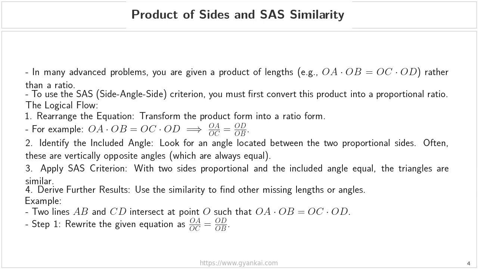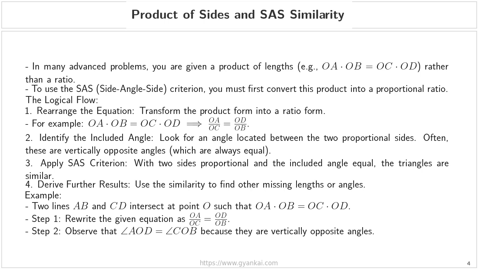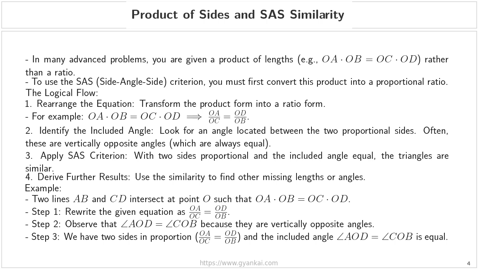In step 1, we rewrite that equation as a ratio. OA over OC equals OD over OB. In step 2, we look at the intersection and observe that angle AOD is equal to angle COB, because they are vertically opposite angles. In step 3, we check our criteria. We have two sides in proportion, and the included angle AOD is equal to angle COB.